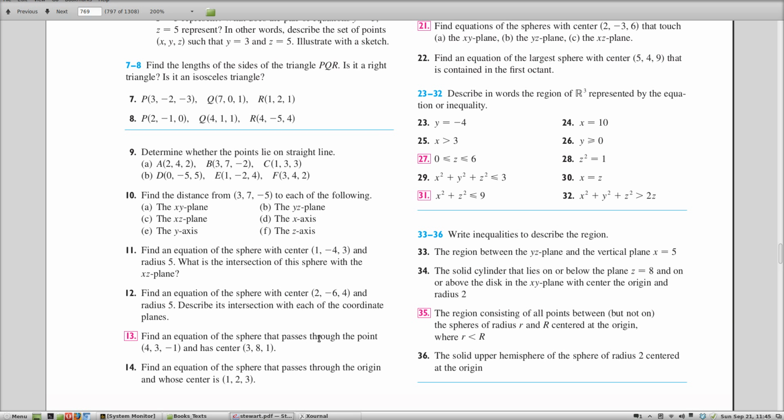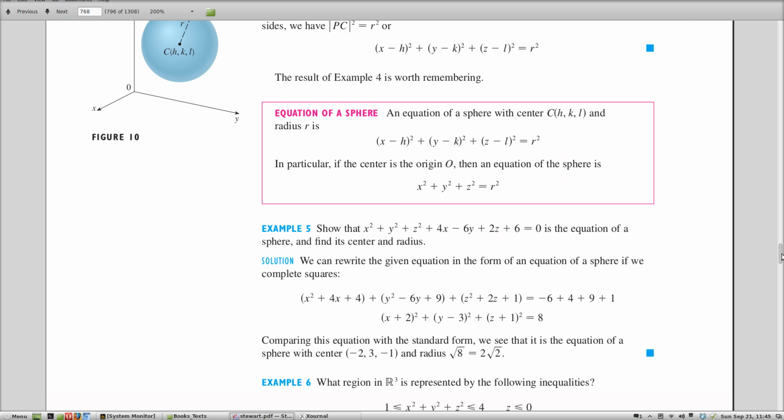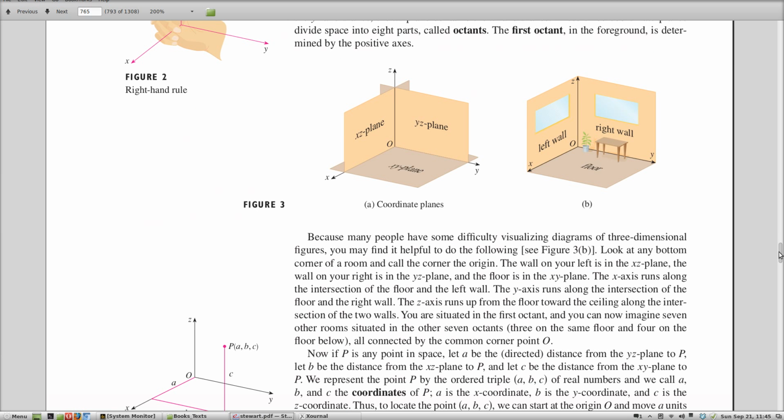Find an equation for the sphere, no thanks. This would just be setting up several equations and then solving a system of 3 equations and 3 unknowns or something like that. Do it, it's red. Usually you should do the red points.